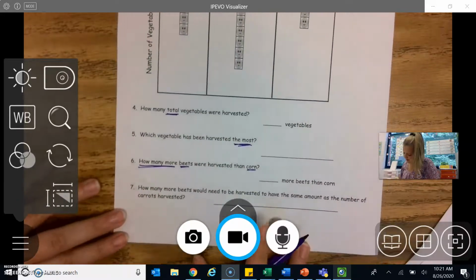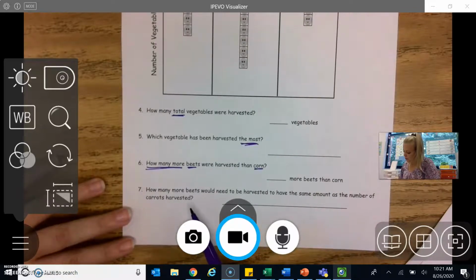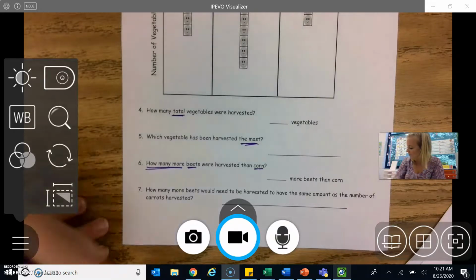And the last one, this last one's tricky. How many more beets would need to be harvested to have the same amount as the number of carrots harvested? That's a really tricky question. I'm going to leave that one as the bonus question, okay? If you don't want to do that one, that's okay, because that one's really, really hard. And right now, we don't need to be worried too much about that kind of question. But if you want to try it and you think you know the answer, do your very best and then send it in to me, okay?